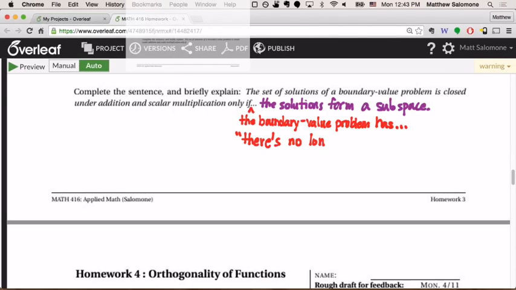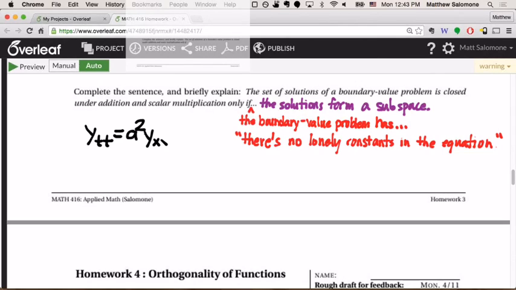There's no lonely constants. I like that imagery. No lonely constants in the equation. Now, you said in the equation. Yes. Tell me about lonely constants. What were you keying in on there? I'm trying to remember that. Because I think I have a guess. I don't remember. Okay. So I'm going to try and read your mind.